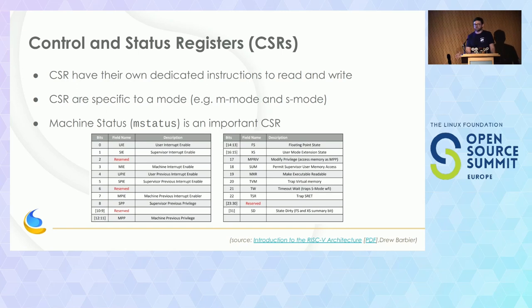So another concept that's important to RISC-V and the privileged architecture are these control and status registers. These have their own dedicated instructions to read and write, and they're also specific to a mode. So when you're in S mode, you won't be able to see the CSRs that are there for M mode. And this gives all sorts of important information the kernel needs to know what's going on, such as machine status and a bunch of other conditions that are happening.